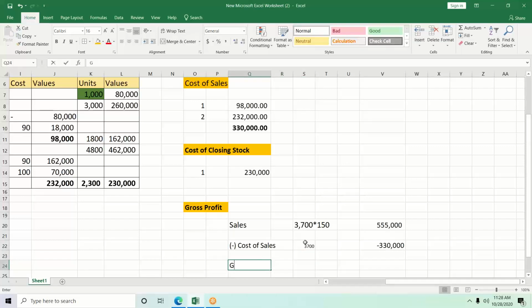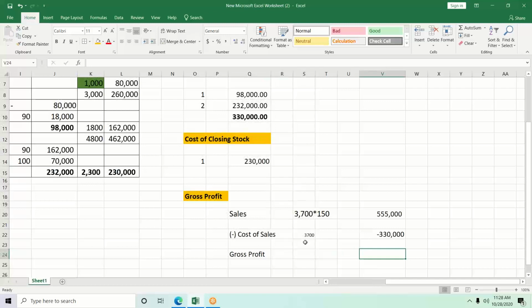And Putha, how much is the gross profit? Gross profit is 555,000 minus 330,000. And is it 225,000? Gross profit of the business, rupees 225,000. Is it clear for you all?